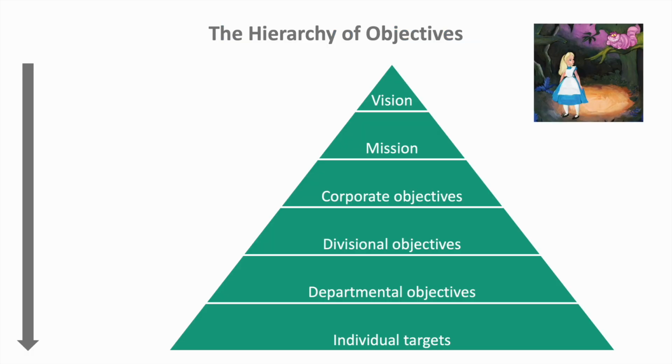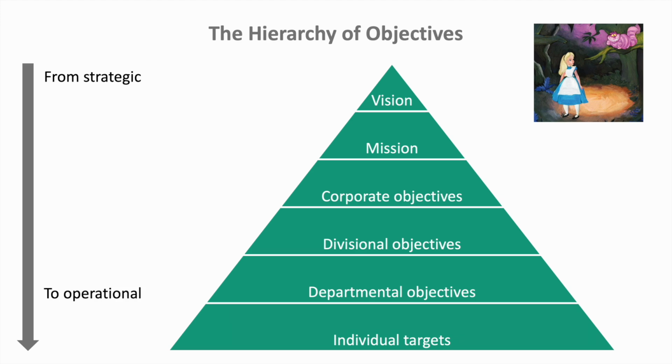So if we're going to have a look at some kind of hierarchy of objectives, then this is what it would look like. You start with a vision of where you want to go. Then you have a mission. Then you break it down into corporate objectives, which would be some already more specific objectives for the corporation. And you divide it up into divisions, departments, and then individual targets.